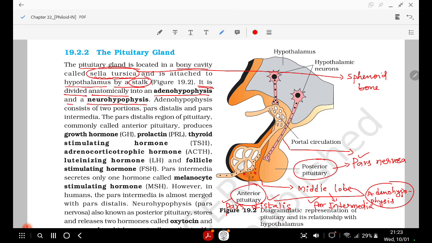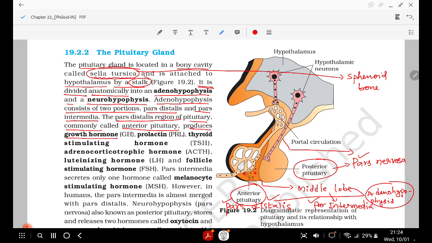So here separately we are telling adenohypophysis and neurohypophysis. Adenohypophysis consists of two portions, pars distalis and pars intermedia. Pars distalis means the anterior lobe of pituitary, and pars intermedia means the middle lobe of pituitary. So the pars distalis region of pituitary is commonly called the anterior pituitary.